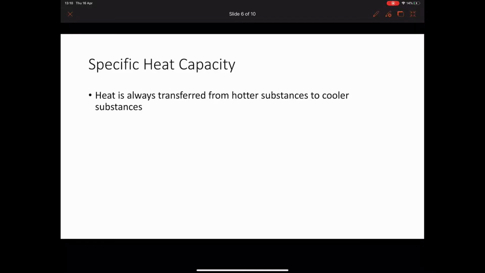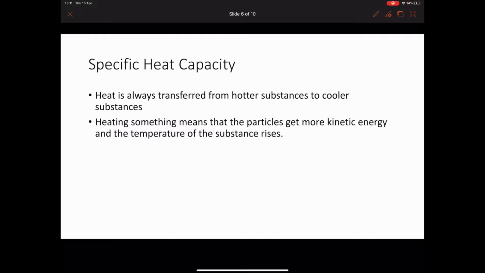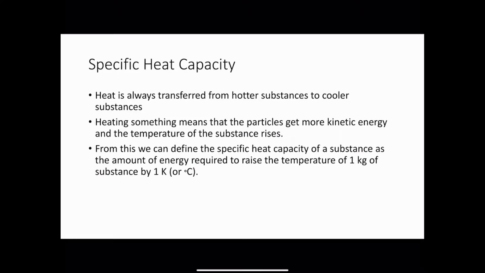is concerned with when we are heating a substance. Now you should remember that heat is always transferred from hotter substances to cooler substances. If we heat something, it means that the particles get more kinetic energy and the temperature of the substance will also rise. From this, we can define the specific heat capacity of a substance. It is more specifically known as the amount of energy required to raise the temperature of 1 kilogram of substance by 1 Kelvin, or 1 degree C.